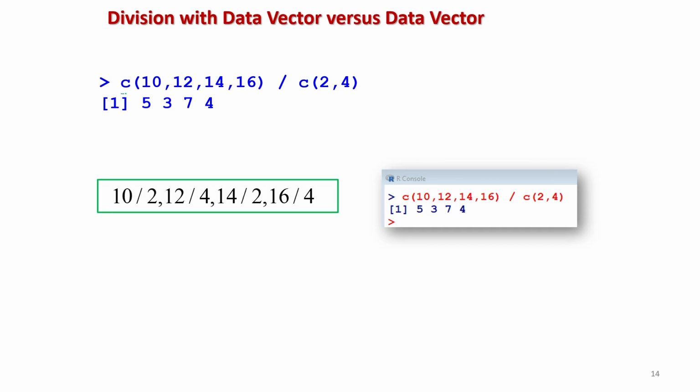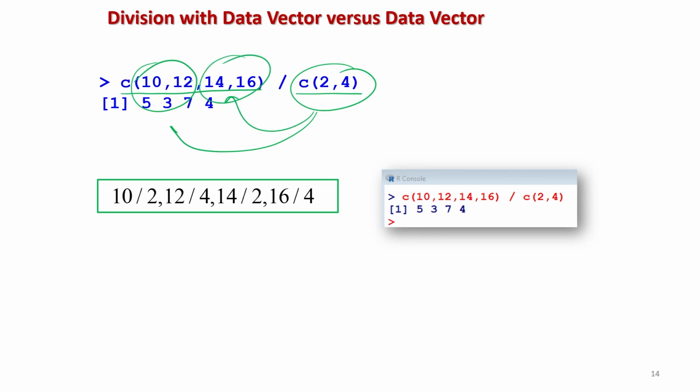So, in the first data vector there are 4 elements, in the second data vector there are 2 elements. So, these 2 elements will be operated from here to here first, and then they will be repeated again over the next 2 numbers. So, the outcome will be like 10 divided by 2, 12 divided by 4, then 14 divided by 2 and 16 divided by 4.